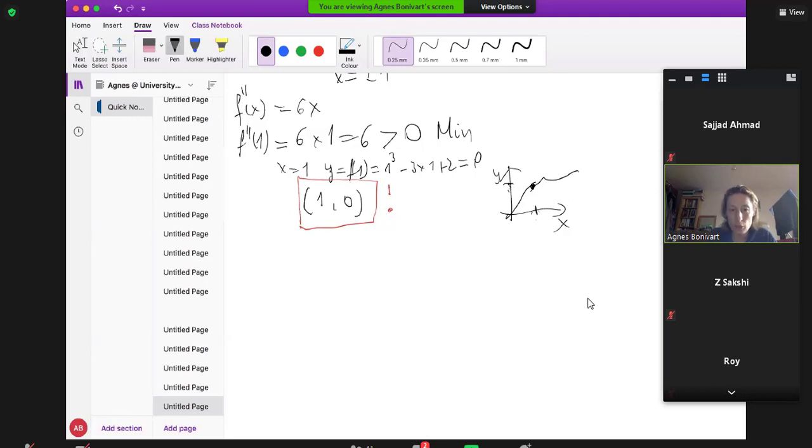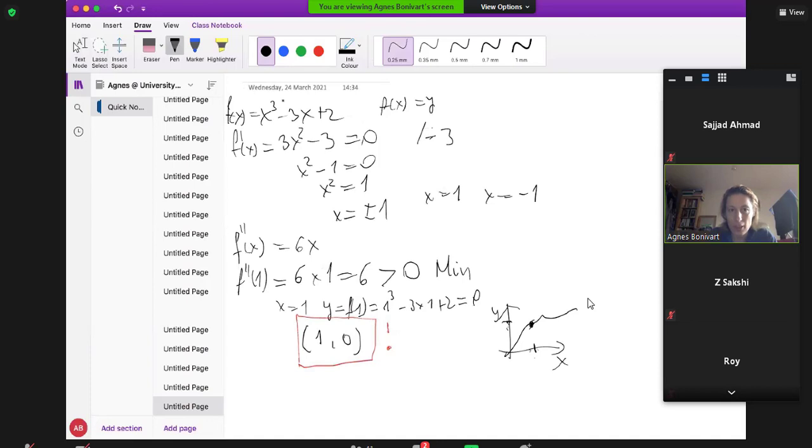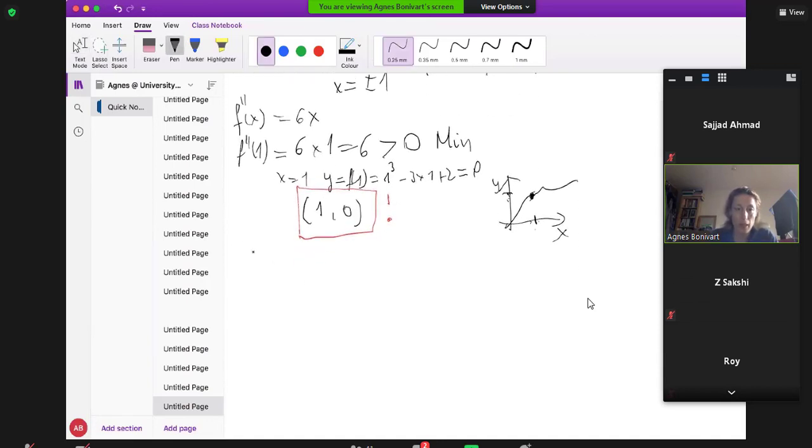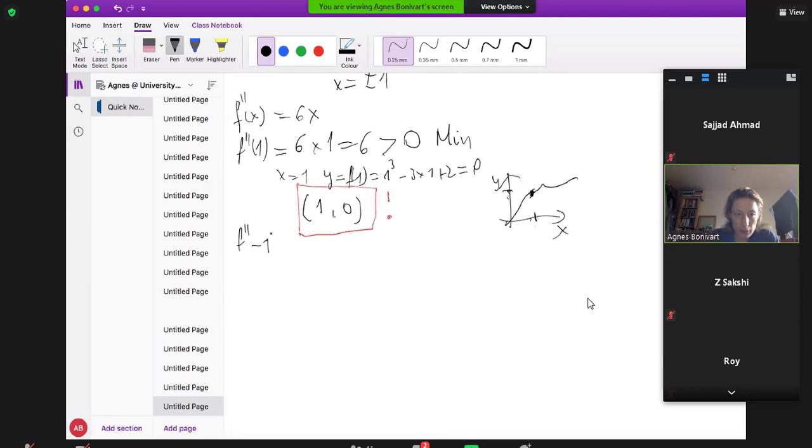How do you get the y coordinate? You substitute the x coordinate back into the original function f. Original function, not the derivative, the original function. Then the same with the second, minus 1. We put it into the second derivative. It's 6 times minus 1, which is minus 6.